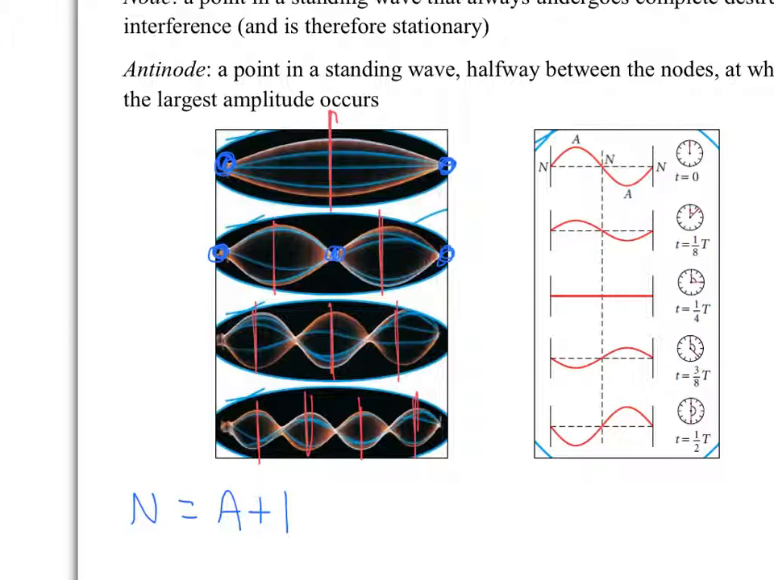You're going to have these fixed points for a standing wave. If you have 5 nodes or fixed points, you have 1, 2, 3, 4 locations where antinodes exist. Okay, so antinodes are the locations where you have constructive interference and you have a maximum amplitude of the standing wave.